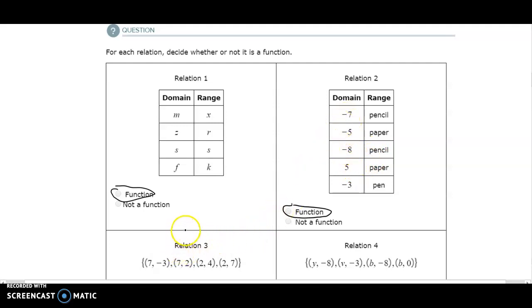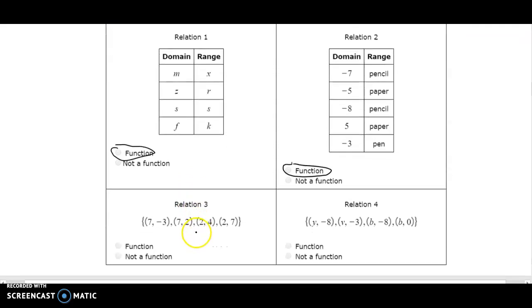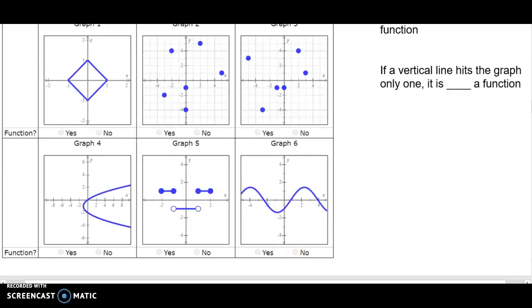If we look at this one, it says that my inputs do repeat themselves, and I have two 2's as an input and two 7's as an input, so this is not a function. If I look at relation 3, my input of b's repeat themselves, so this is not a function. So it is okay for our outputs to repeat themselves, but the inputs cannot repeat themselves.